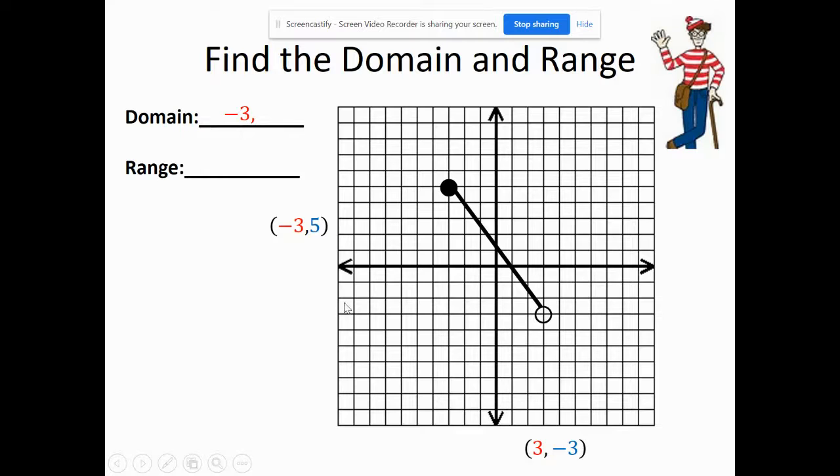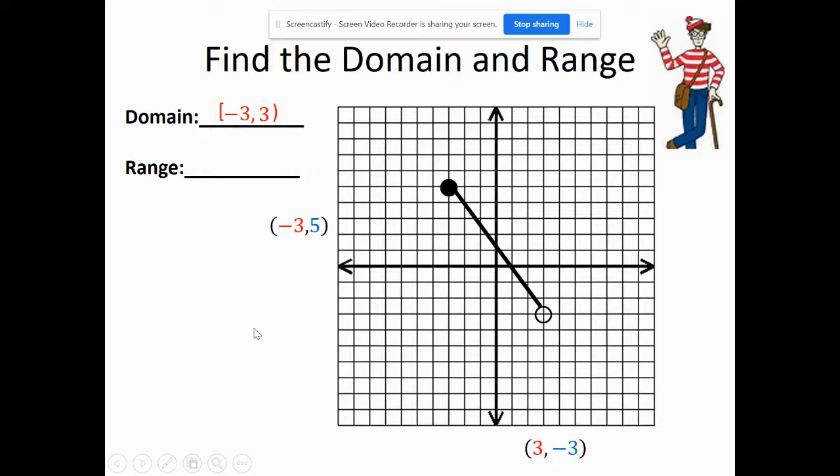My smallest value as I read left to right is negative 3. My other one is 3. But then here's where it gets tricky. Notice negative 3 is part of the solution because it's a solid black line, so it's a bracket. And the 3 is not part of the solution, so that's a parentheses. That's how I would write the domain for this function because it goes from negative 3 to 3. That's what this means, and negative 3 is part of the answer.